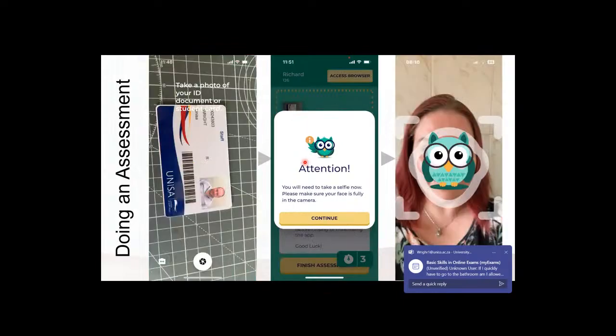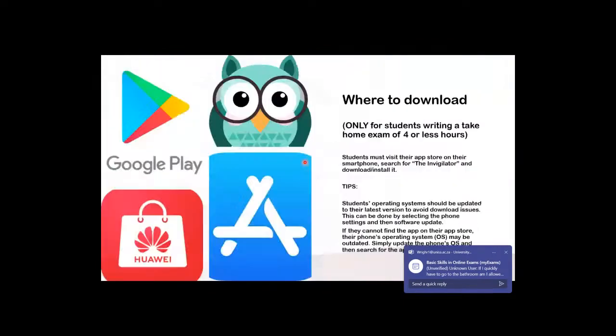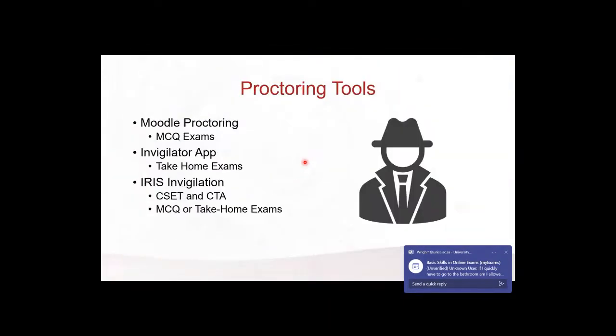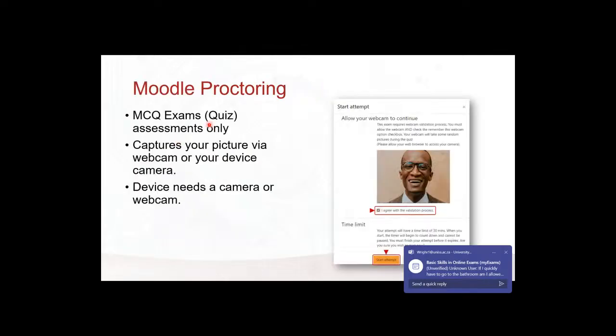So I'm going to quickly go back to our other proctoring tools. So we've had a look at the Invigilator app, only used for take-home exams. Now we're going to look at Moodle proctoring, and this is used for MCQ type of exams. Now, what's nice about this one, you don't need to install anything. It basically takes a picture of you at random times. All you need to do is basically agree with the validation process.